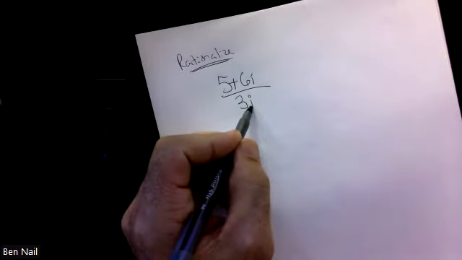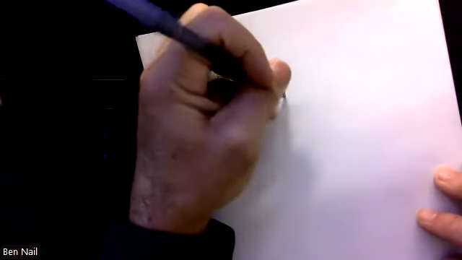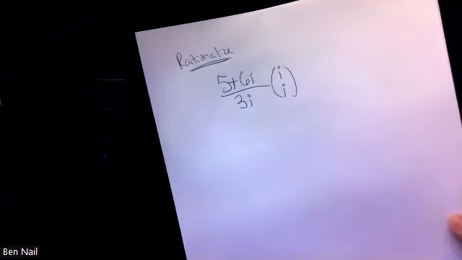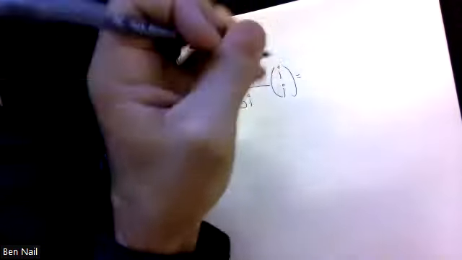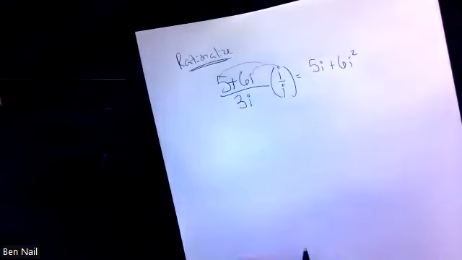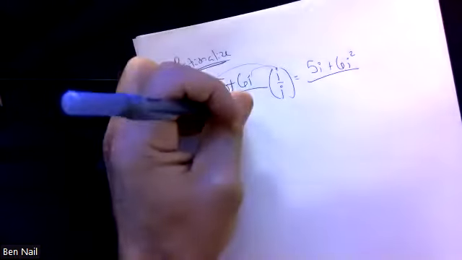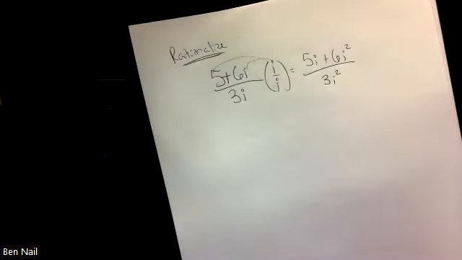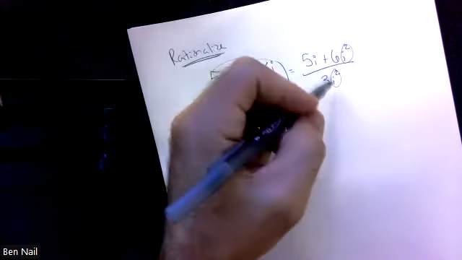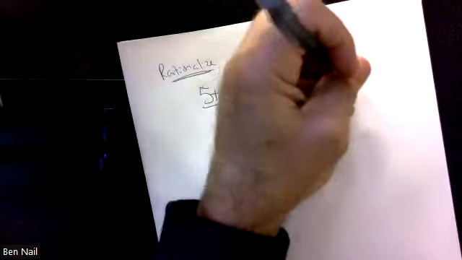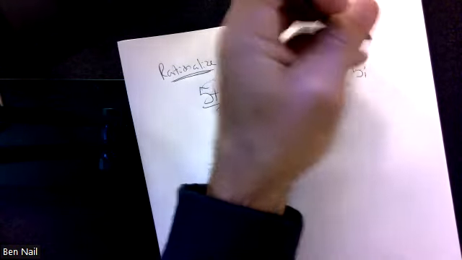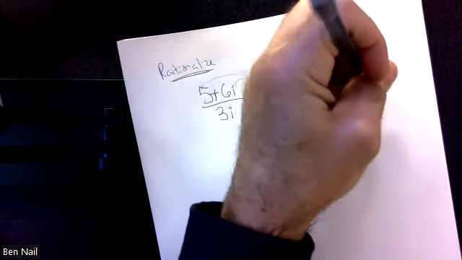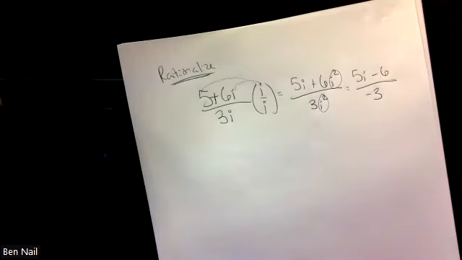Again, to get rid of i, we got to multiply it by itself, because that's going to make this. Okay, we distribute here, we get 5i plus 6i squared over 3i times i is 3i squared. And again, remember that i squared just simply becomes a -1. So what we have is 5i minus 6 over -3.